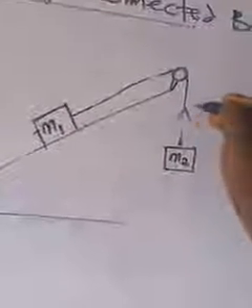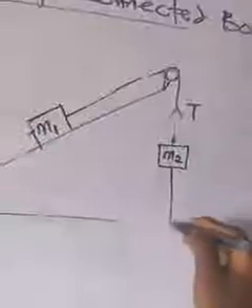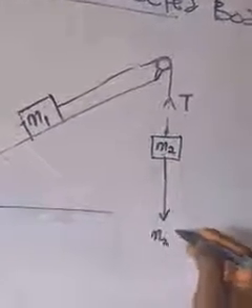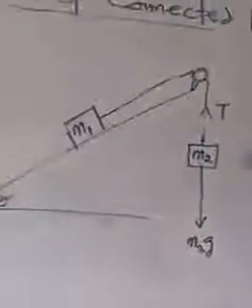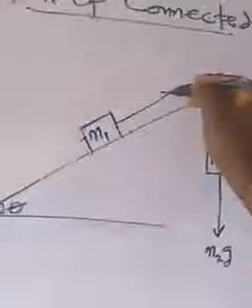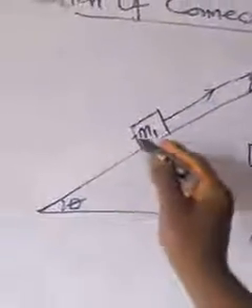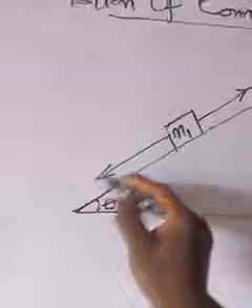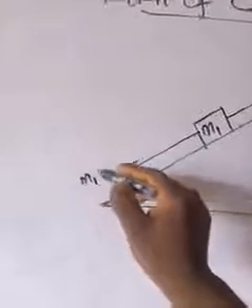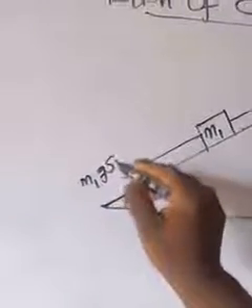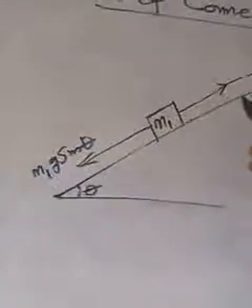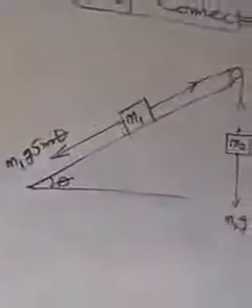The tension of the string will be upward, while the weight of this mass, that will be M2G, will be vertically downwards. Then the tension will always oppose the direction of the force that will keep this body at equilibrium. That will be mass M1 G sine theta, that is if you resolve along this plane.